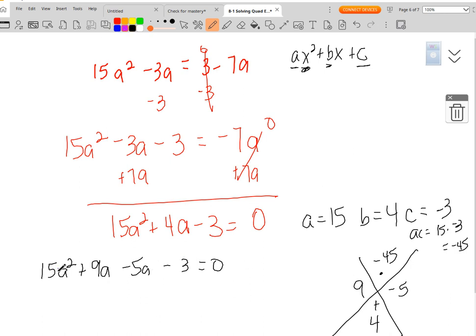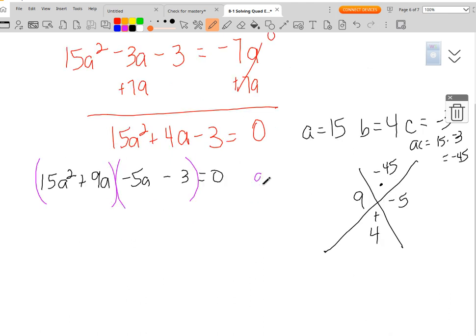Now we've got 4 terms. Now this is when we factor by grouping. So we split it into 2 groups. What do we do here? Do you remember? You get the GCF. Good. Greatest common factor. The GCF of each group. What's the greatest common factor of the first group? What's the greatest common factor of 15 and 9?